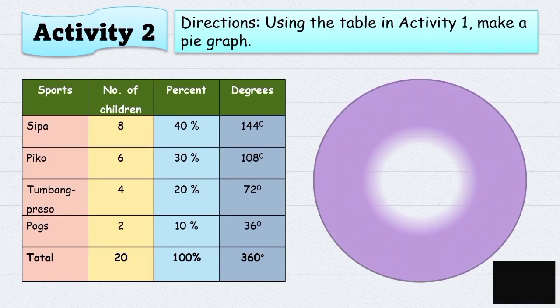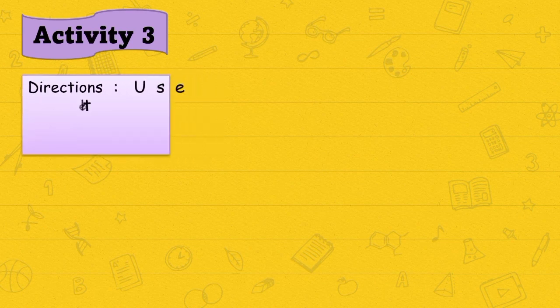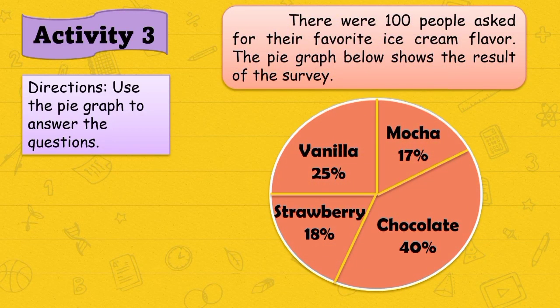Activity 2. Using the table in Activity 1, make a pie graph. I like your work. You are doing good. Let us try the last activity. Activity 3. Use the pie graph to answer the questions. There were 100 people asked for their favorite ice cream flavor. The pie graph below shows the result of the survey.